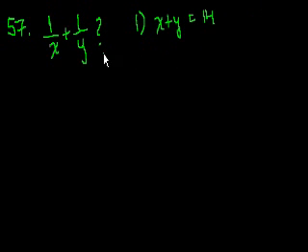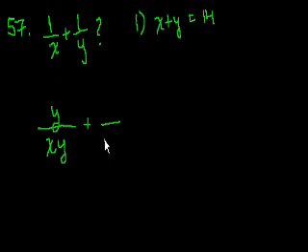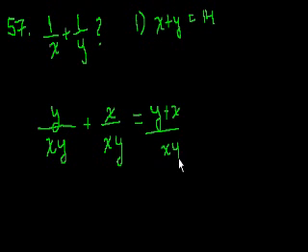Well, actually, let me try to simplify this a little bit. If I were to try to add these two, what could I do? Well, when you add two fractions, you have to find a common denominator. An easy common denominator for x and y is just xy. So 1 over x is what over xy? It's y over xy. Plus, and if I had xy here, what's 1 over y? Well, that's x over xy. So that can be rewritten as y plus x over xy.